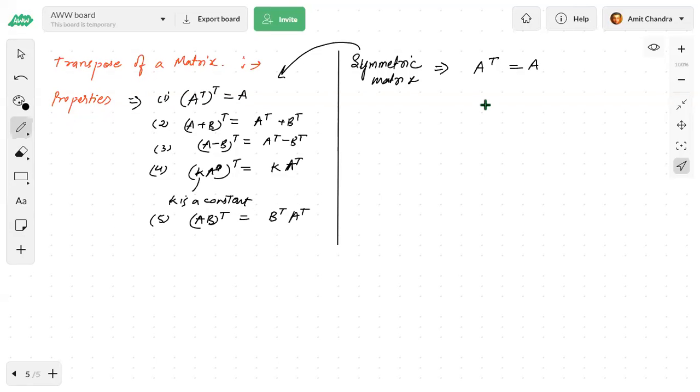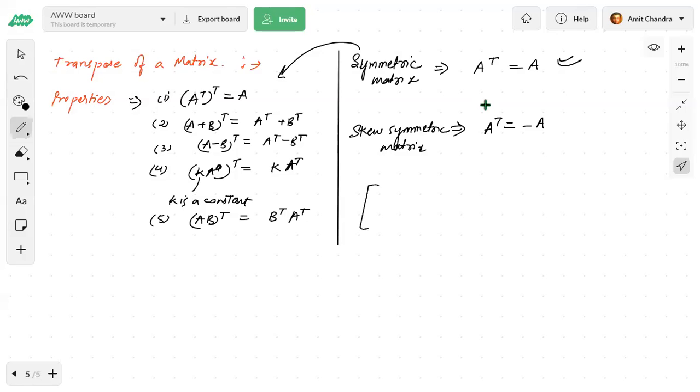Next is skew symmetric matrix. For a symmetric matrix, A transpose is equal to A, so for a skew symmetric matrix, A transpose will simply be equal to minus A, right? If the matrix is skew symmetric, then this will be true. Using the transpose, we are defining symmetric and skew symmetric matrices. The transpose of a symmetric matrix will give you A, and the transpose of a skew symmetric matrix should give you minus A.